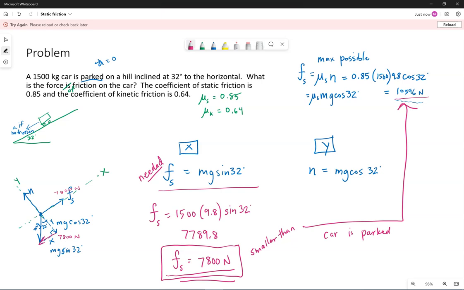So with static friction, we have to consider whether or not the object will stay stationary. If it does, we need to figure out the value needed to keep it stationary and compare that to the maximum value.